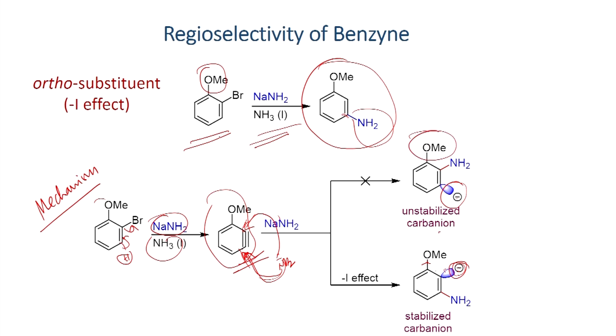Therefore, in the case of 2-bromoanisole, when you do the reaction with sodamide in liquid ammonia, always the amination takes place at the meta position, not at the ortho position. This is because if you form this carbanion, it can be stabilized by this methoxy group by inductive effect. On the other hand, if you form this one, it cannot be stabilized, you produce an unstabilized carbanion. Therefore, you observe this as the only product in this reaction. This is a good example for the effect of substituent in the reaction of benzyne with nucleophile.